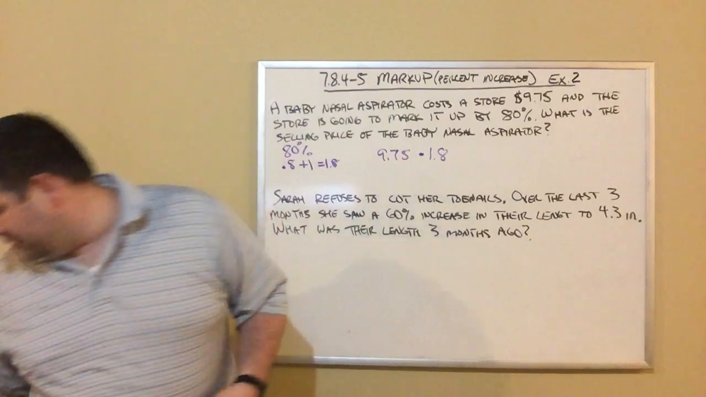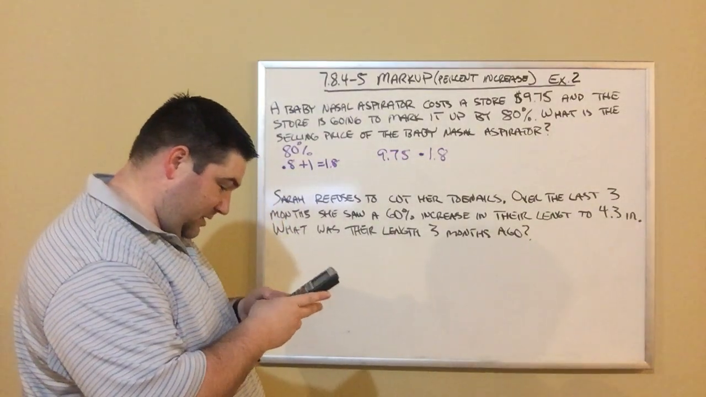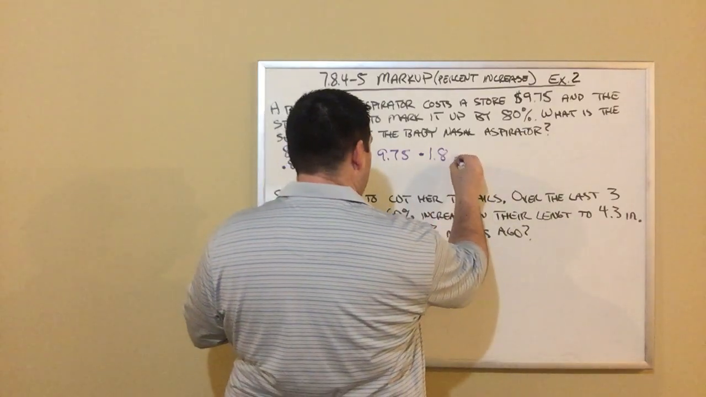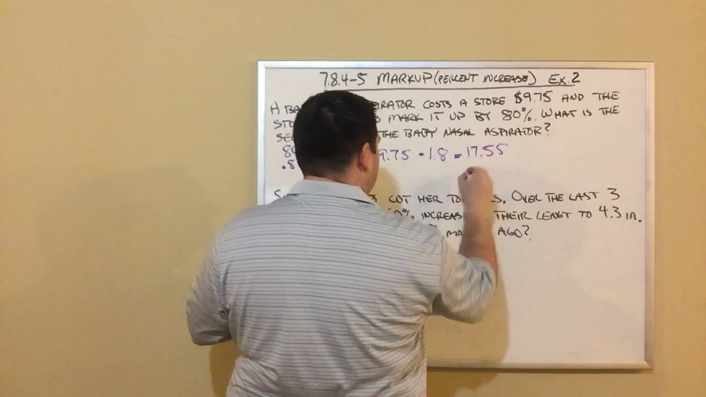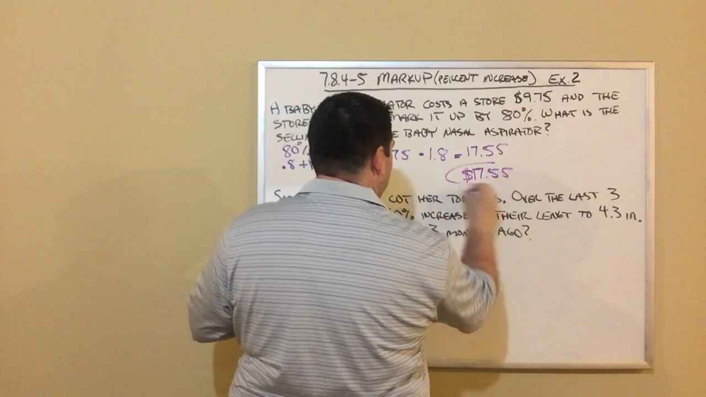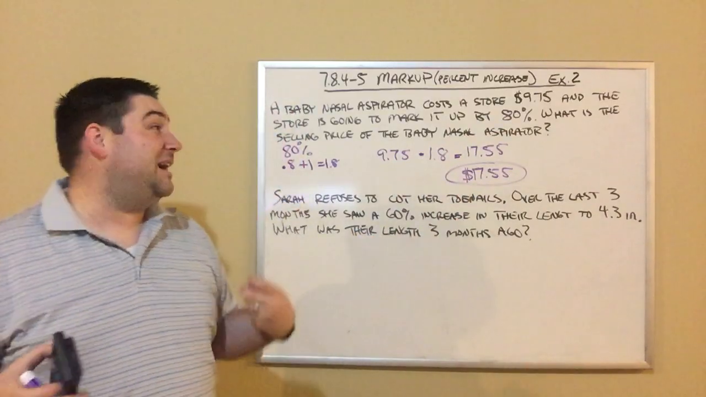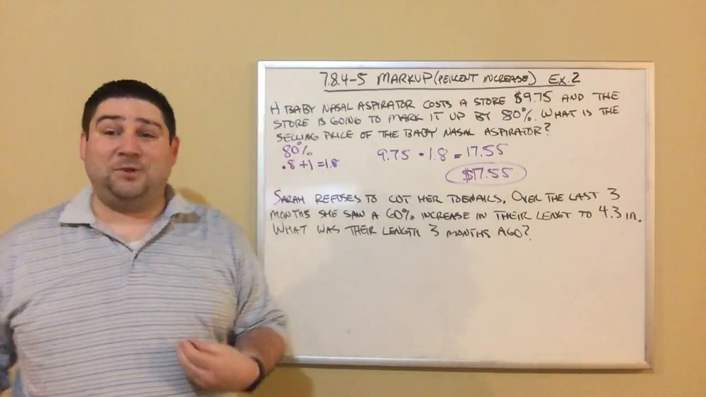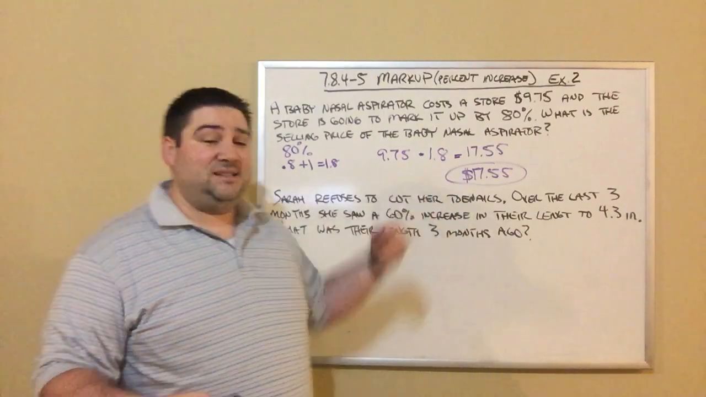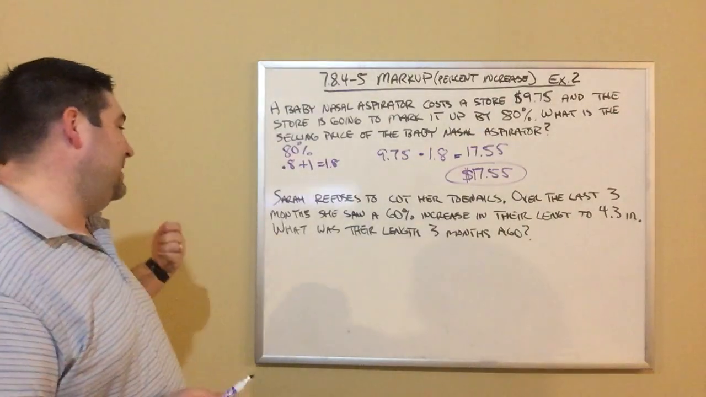So I'm going to do 9.75 times 1.8. Let me get my calculator here. 9.75 times 1.8. I do that, I get 17.55. I don't even need to round. So my answer is $17.55. So the store purchases it for $9.75, but then the customer, when they go into the store to buy their snot sucking tube, they're going to pay $17.55.